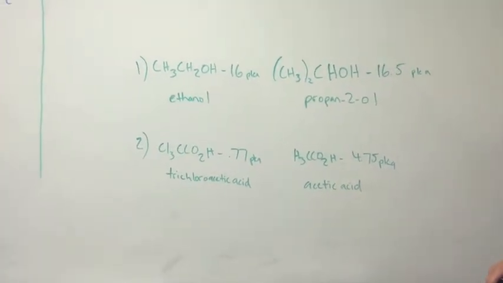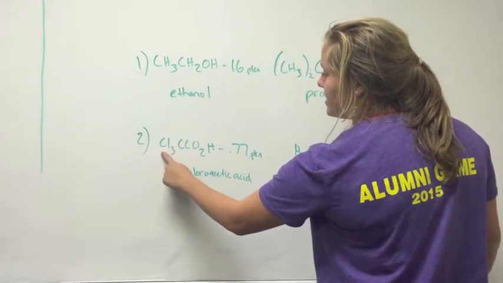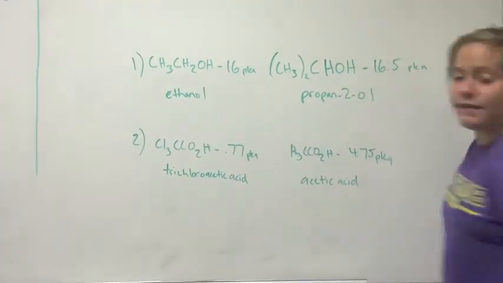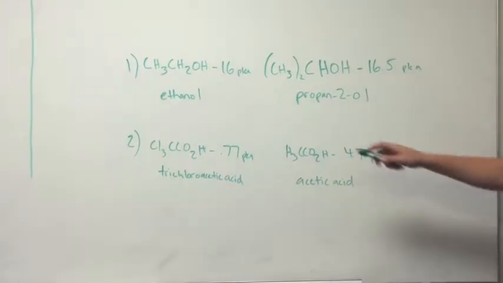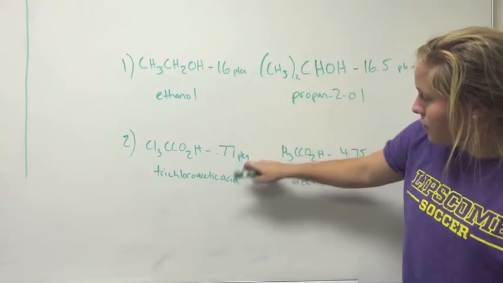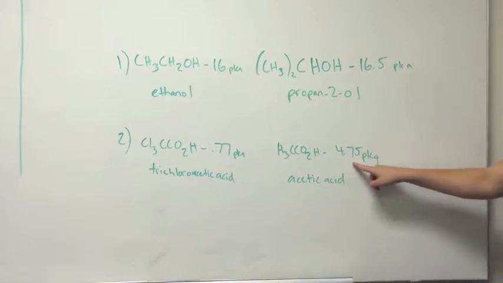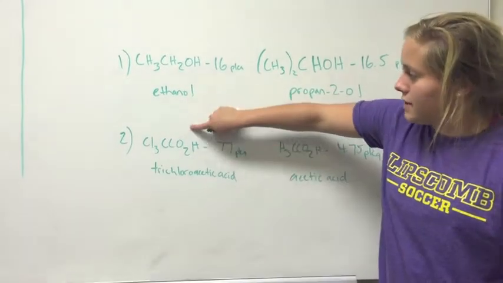In this example, you have trichloroacetic acid and then just acetic acid. So here, though, the biggest difference is you have a trichloride right here. This Cl3 is a highly electronegative atom, which is going to make this a more acidic compound, 0.77 pKa, and this is going to be more basic, 4.75. Which one's stronger? This one.